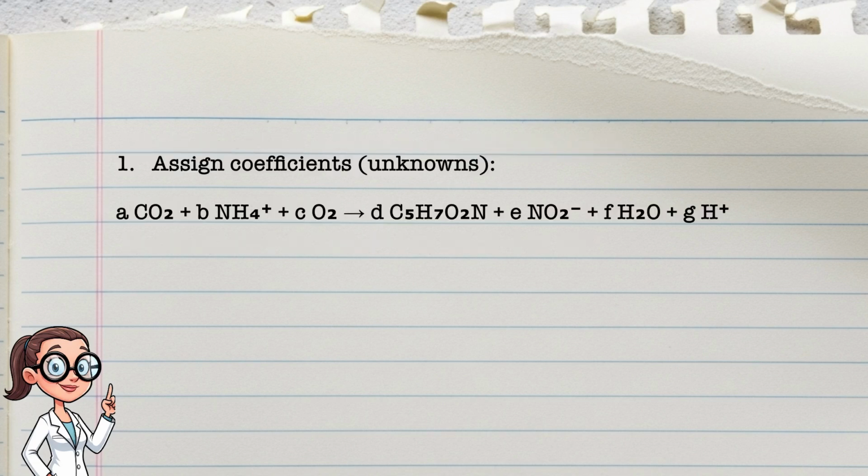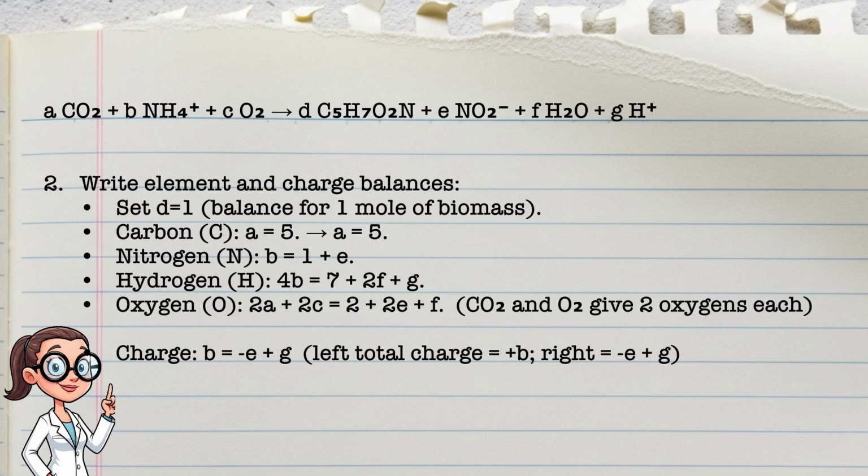Start by giving each compound a coefficient. We'll set D equal to 1 because we're balancing for 1 mole of biomass. That's our anchor. Now we write balance equations for each element and charge. Charge? Yes, charge. You need to balance charge if an equation has ionic species.